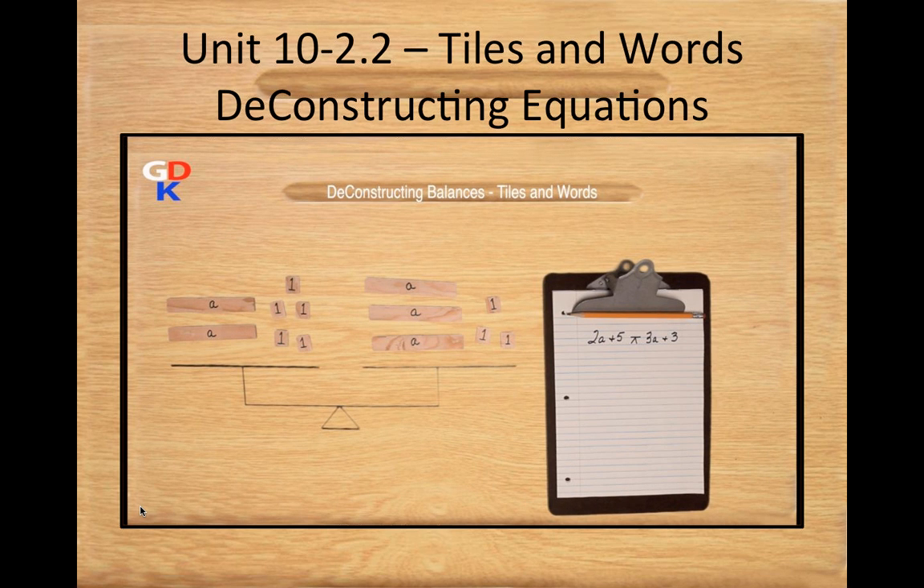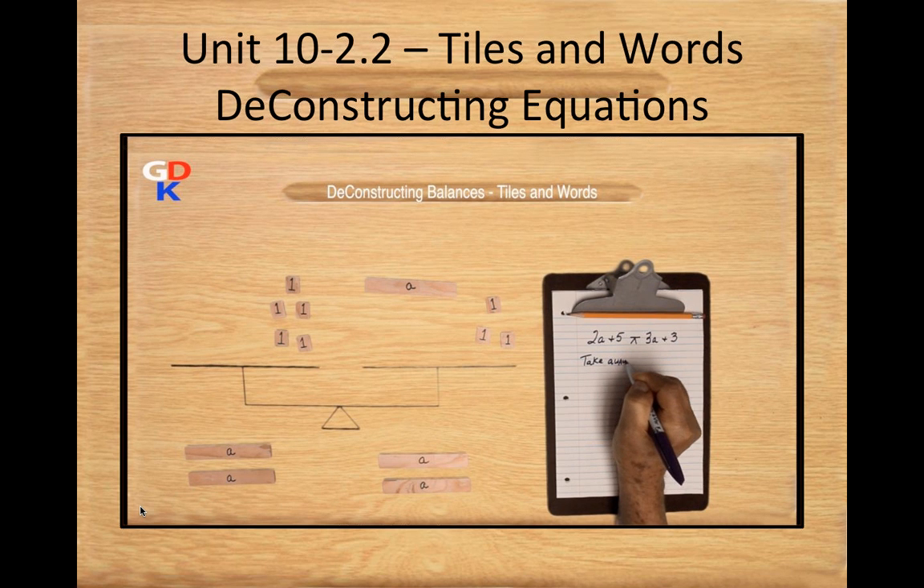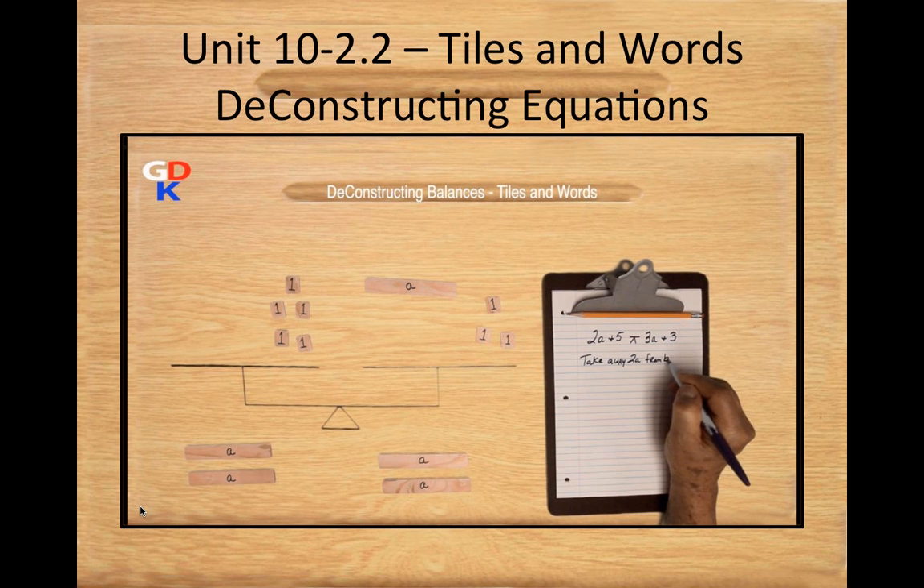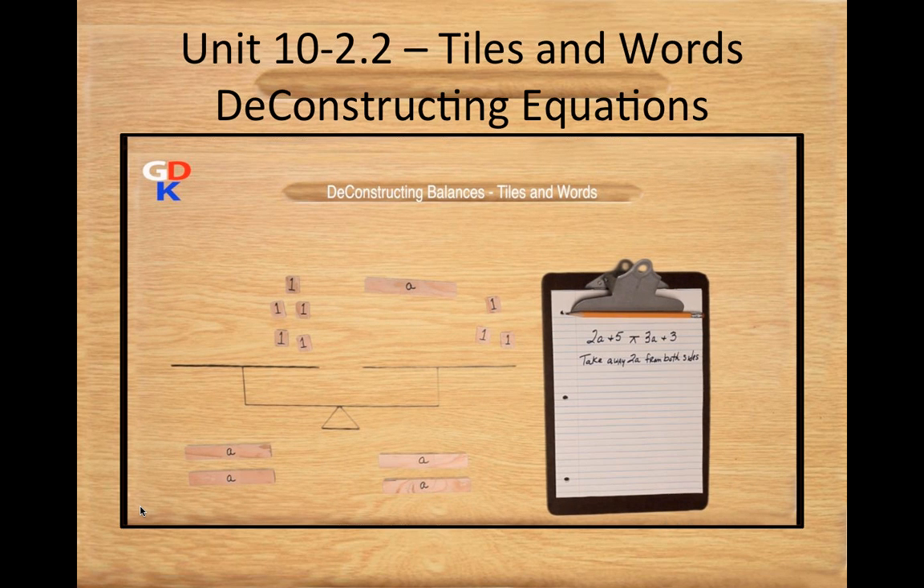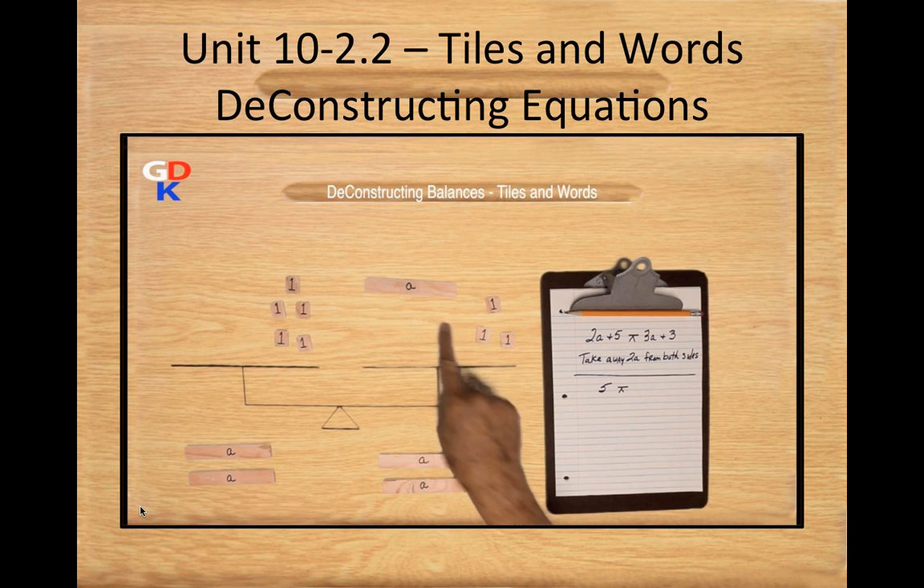Now remember, our goal is to get A on one side of the balance alone, balancing numbers on the other side. The first thing we did was we took away 2 A's. So let's record that. Take away 2A from both sides. And remember, we have to take it from both sides in order to keep the balance. When we do that, we now have on the left-hand side 5, and that is balancing on the right-hand side A and 3.